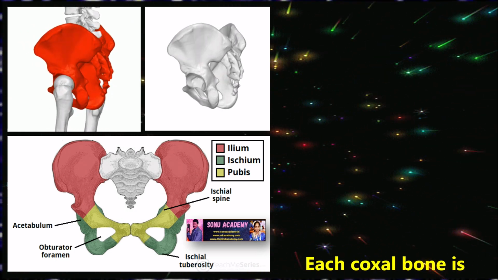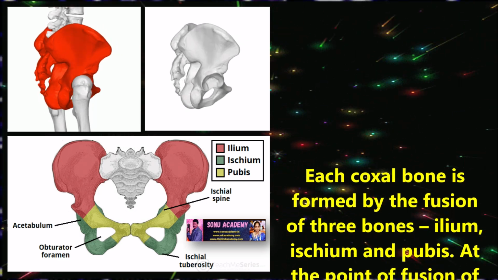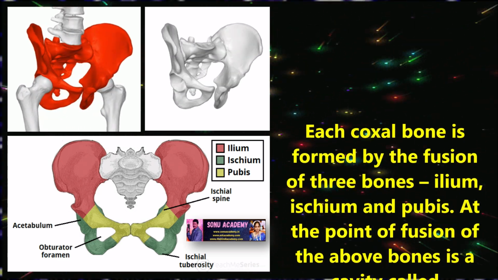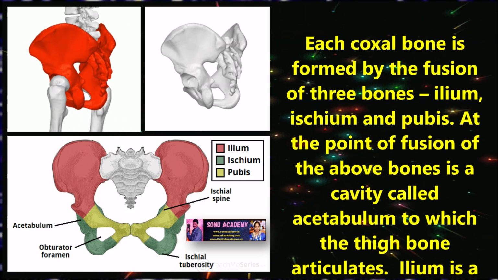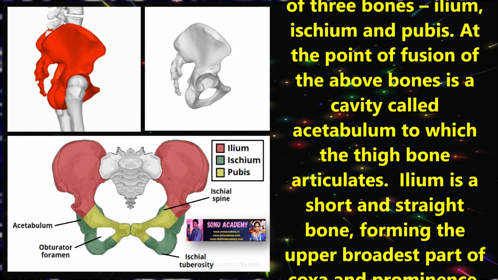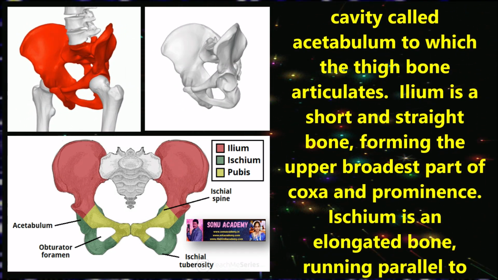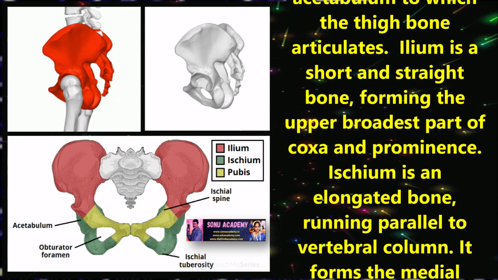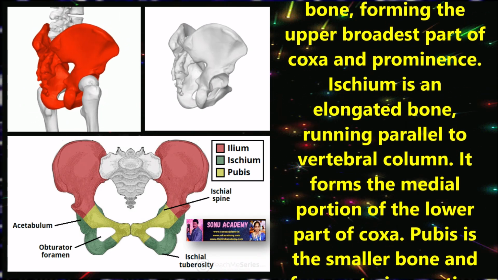Each coxal bone is formed by fusion of three bones: ilium, ischium and pubis. At the point of fusion of the above bones is a cavity called acetabulum, to which the thigh bone articulates. Ilium is a short and straight bone forming the upper broadest part of the coxa and prominence. Ischium is an elongated bone running parallel to the vertebral column.